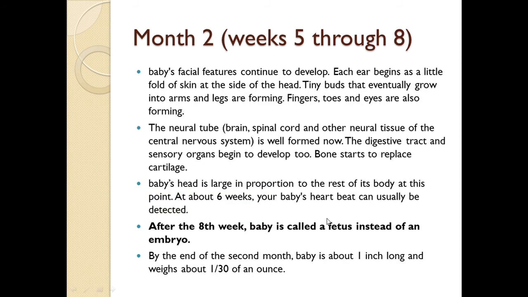Then in the second month, the baby's facial features continue to develop. Each hair begins as a little fold of skin at the side of the head. Then tiny buds that eventually grow into arms and legs are forming. The fingers, toes and eyes are also forming in the second month. At the same time, the neural tube.